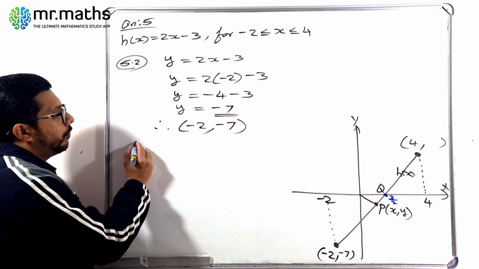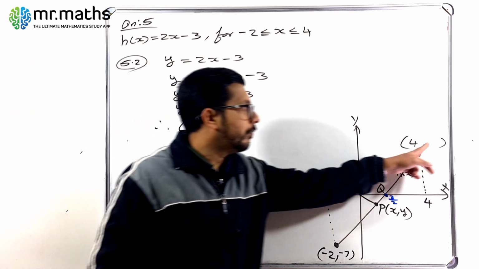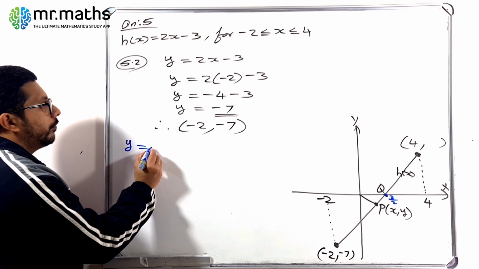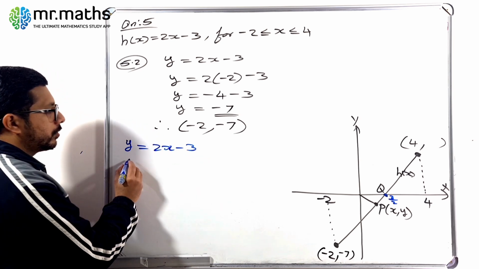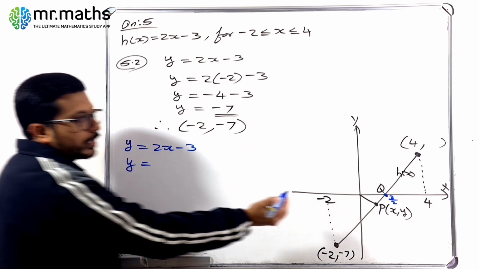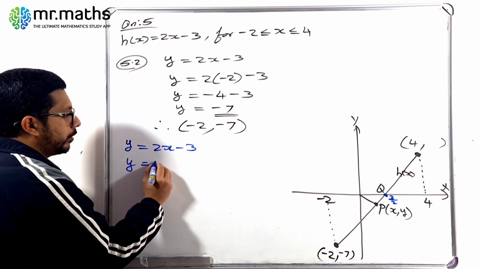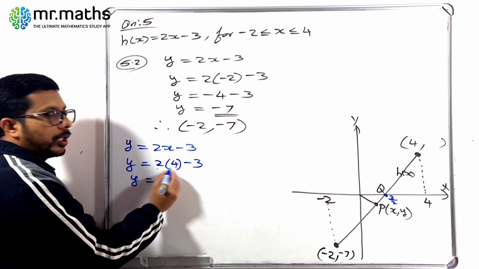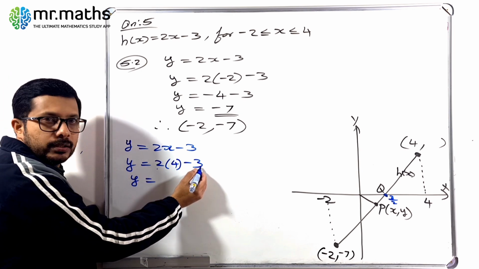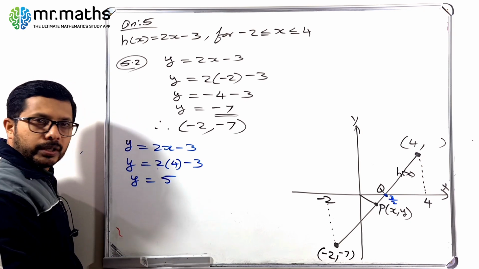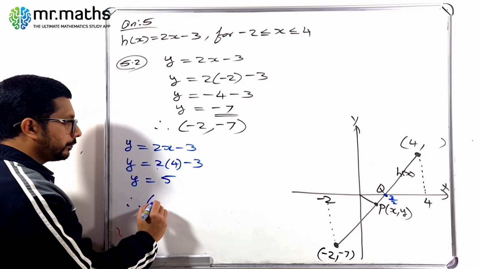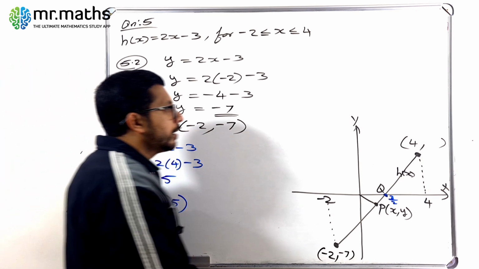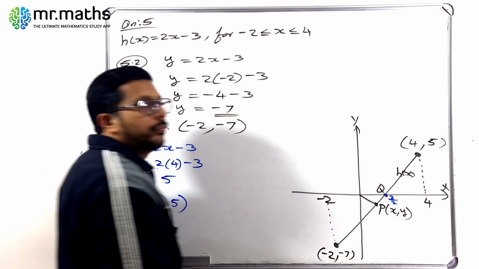Similarly, we have to find the y value of this point also. Let's write it once more. Y is equal to 2x minus 3. At that point, what is the x value? It is 4. So I'm going to substitute x value as 4. So y is equal to 2 times 4 is 8, 8 minus 3 is 5. So what is the y value? 5. So what is the coordinate now? X value is 4 and the y value is 5. So here the coordinate is 4 comma 5.